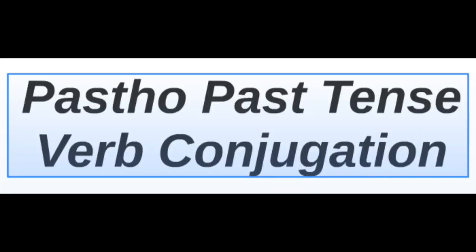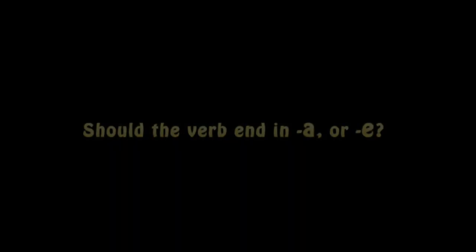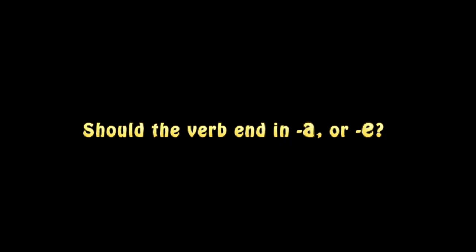But today we're going to focus on the ending of verbs. You'll remember that in Pashto the verb comes almost always towards the end of the sentence. And one of the most tricky things to figure out is what is the ending of the verb. In this case, it's the difference between an A and an E. But before we look at that, let's just look at this extremely useful phrase right at the beginning.